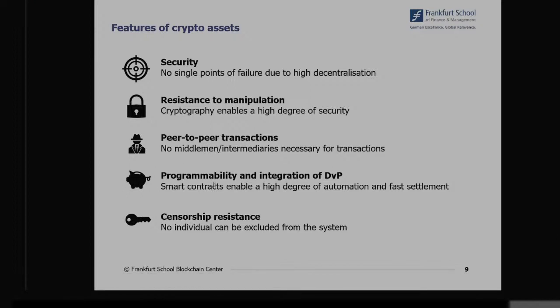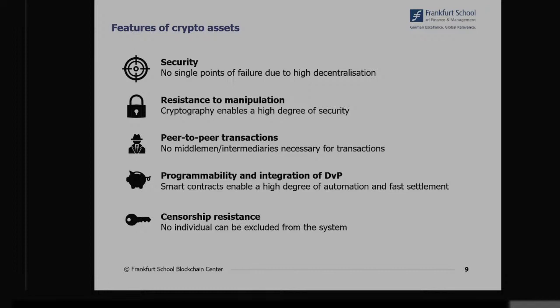The fourth aspect is programmability and integration of delivery versus payment. This is a more technical perspective, but what it basically means is that settlement of assets, also against other forms of assets and money, can be done in real time. Today, if we settle, for example, a stock, this takes up to 2 days until it is finally settled, because, for example, clearinghouses are integrated, so a centralized party.